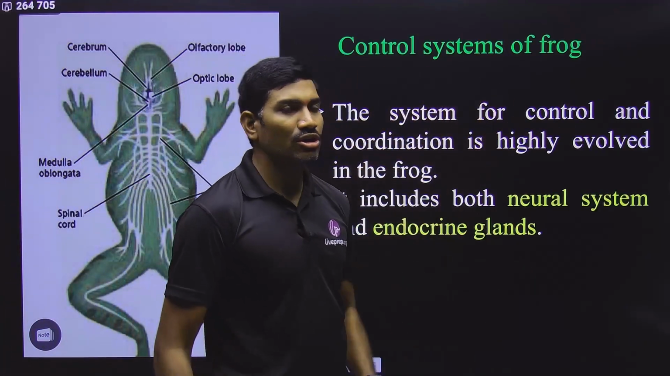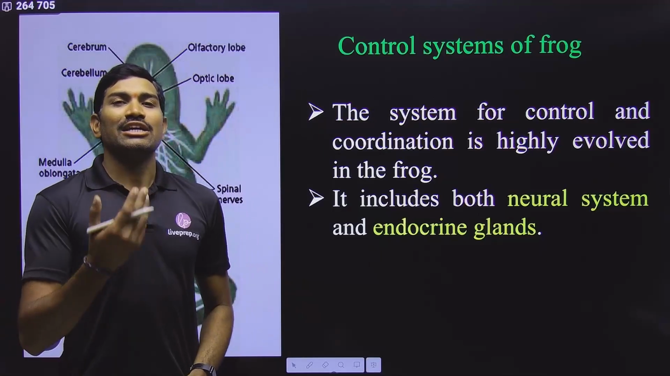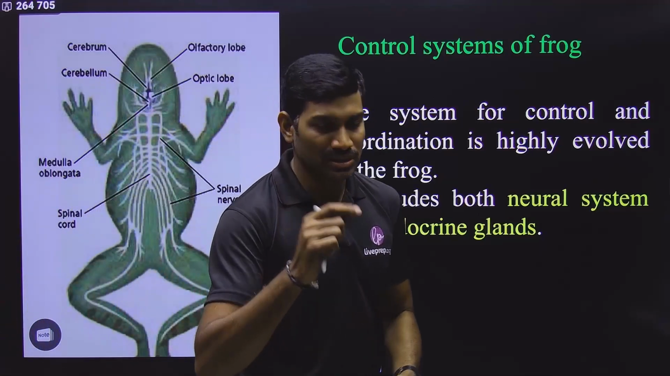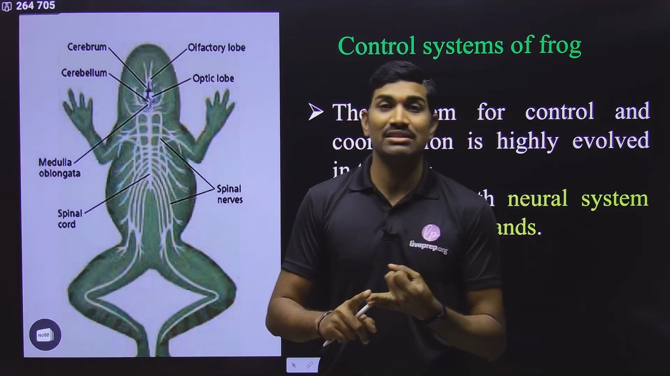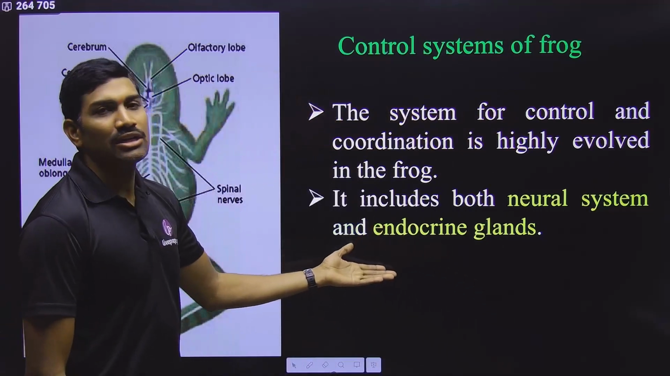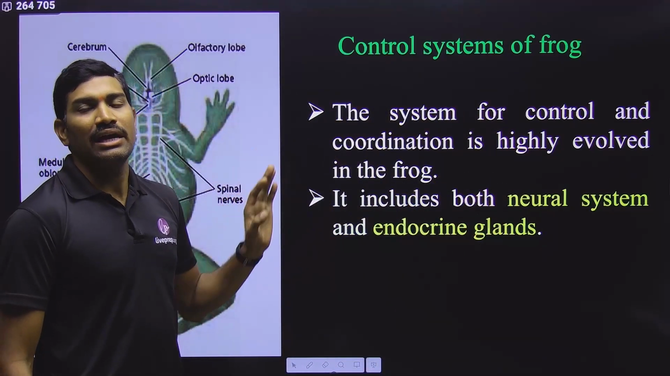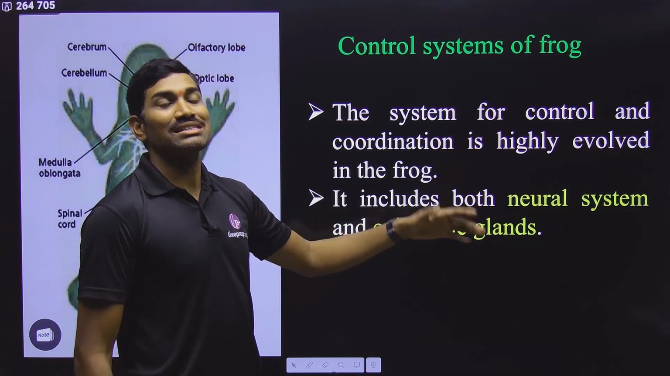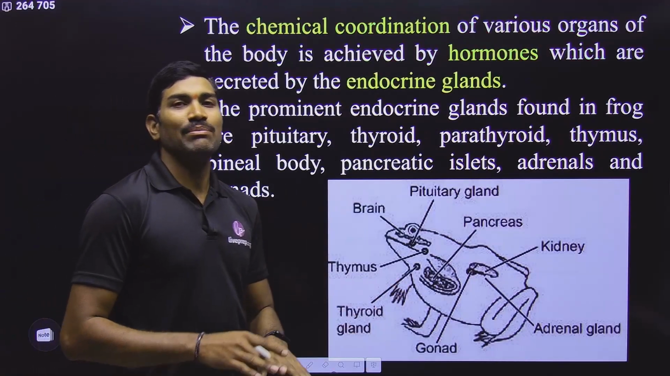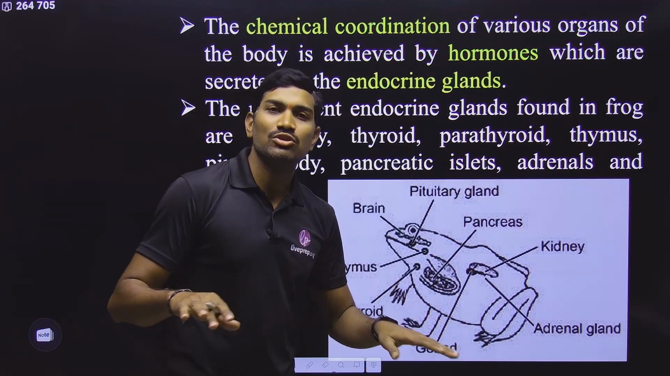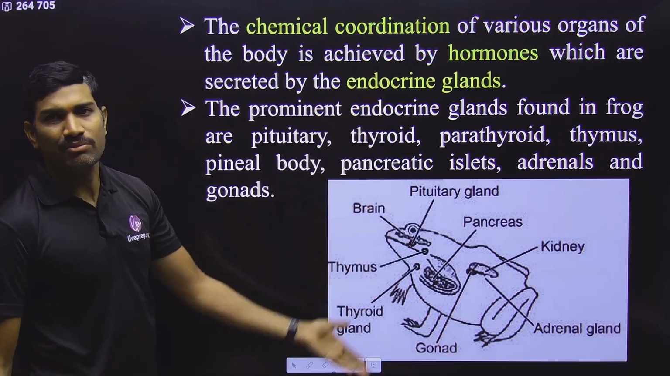Now we are talking about the control systems of the frog. In the case of human, we studied about two control systems. One is the neural system, the other one is the endocrine system. And here also it is the same thing. Here also neural and endocrine systems are present. And they are controlling the activities of various other organs so that they are helping in the coordination and maintenance of the homeostasis. Same information here also.